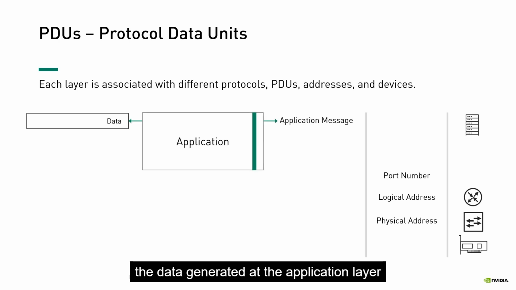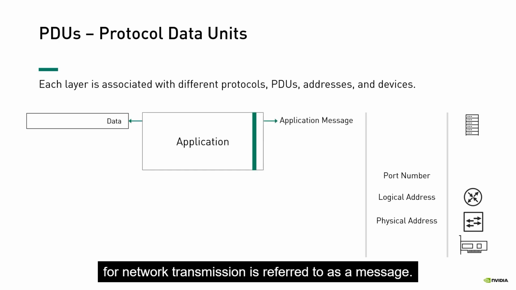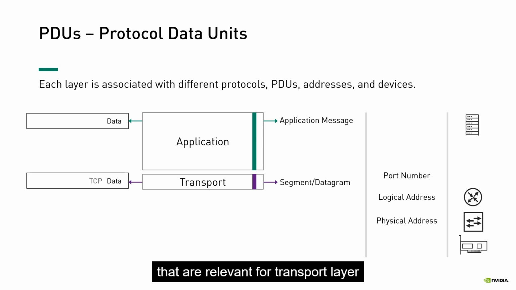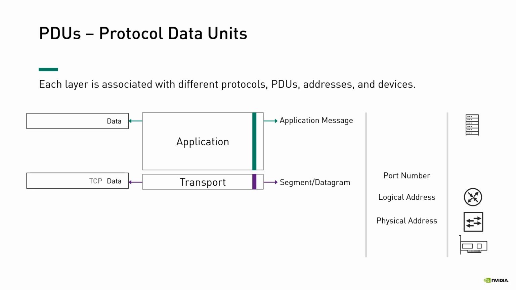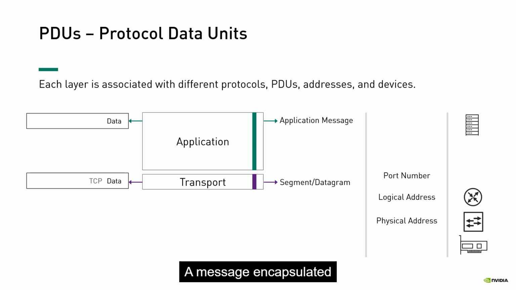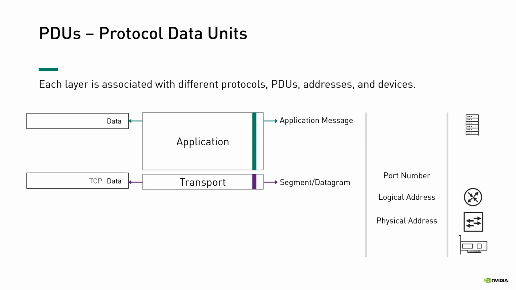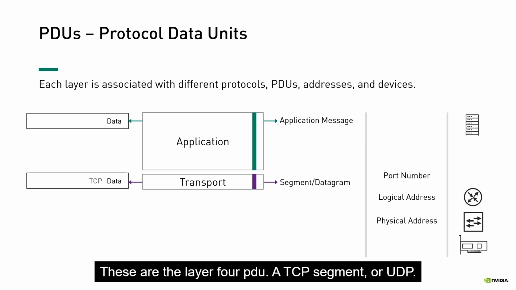The data generated at the application layer for network transmission is referred to as a message. A message is then encapsulated at its lower layer, the transport layer. The transport layer adds a layer 4 header that includes fields such as port numbers that are relevant for transport layer processing at the receiving nodes. A message encapsulated with a layer 4 header is called a TCP segment or UDP datagram. These are the layer 4 PDUs.